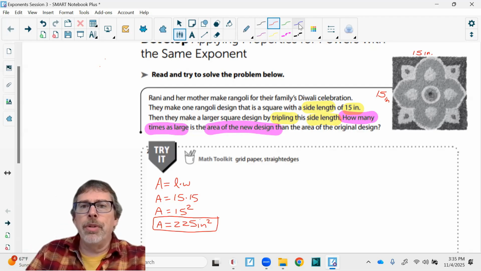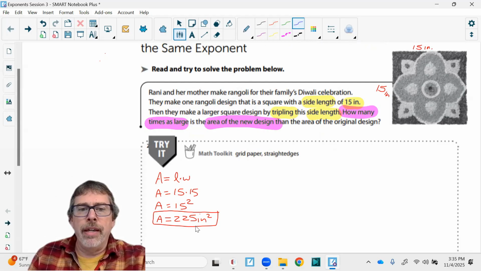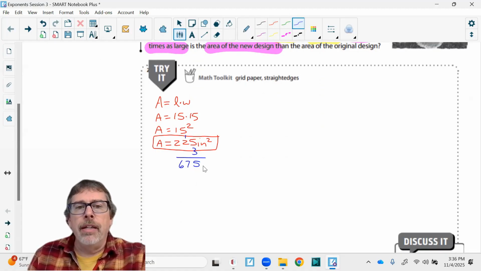But now we're going to enlarge it by side lengths of 3. So I'm just going to do in class what we did. And what happened in class was students were like, well, just multiply the area by 3. So when I do that, I get 15. 3 times 2 is 6, plus 1 is 7. And 3 times 2 is 6, which is 675 inches squared.